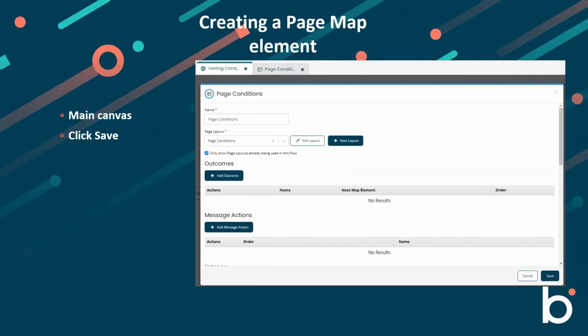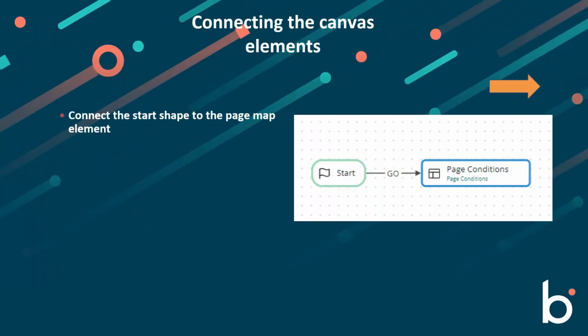We will then go to the main canvas where we should see a page conditions map element that we created earlier. The page layout should now be populated with the page we just edited. So click Save in the bottom right-hand corner. Finally, drag the outcome from the start shape to the page map element. Give it a name and click Add.